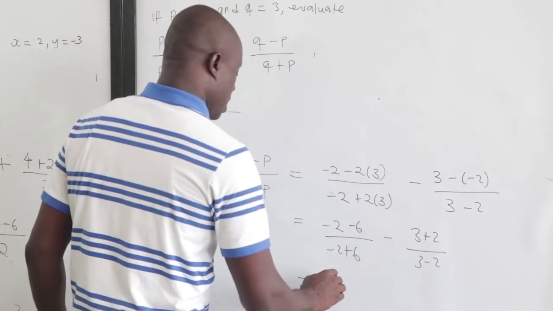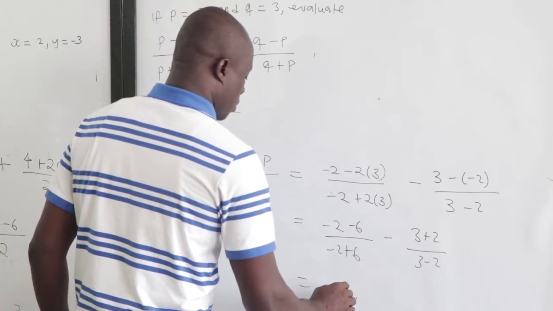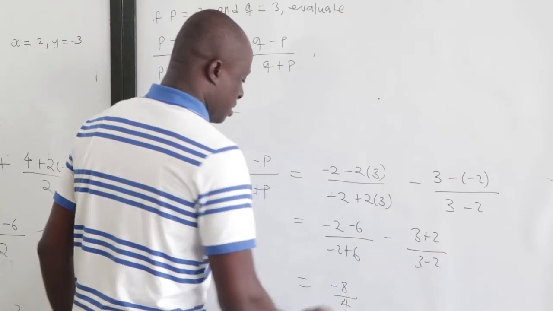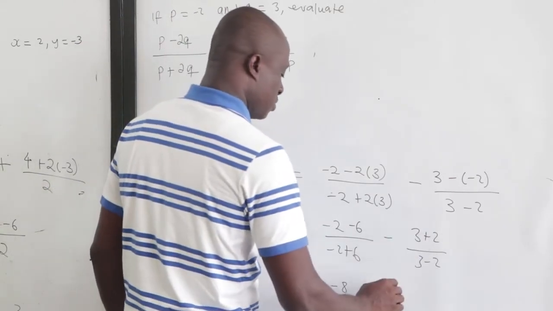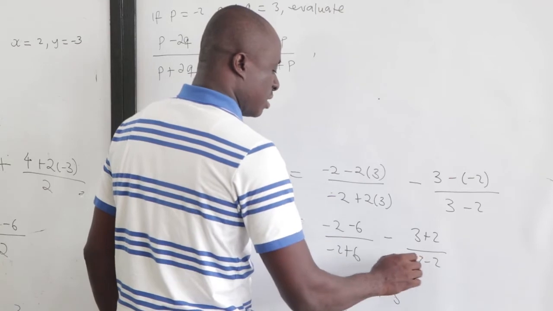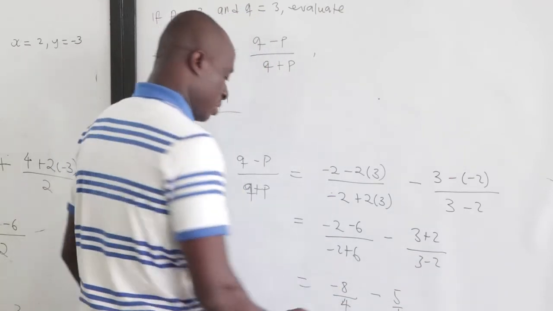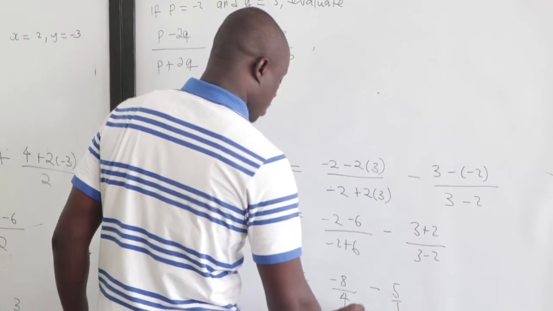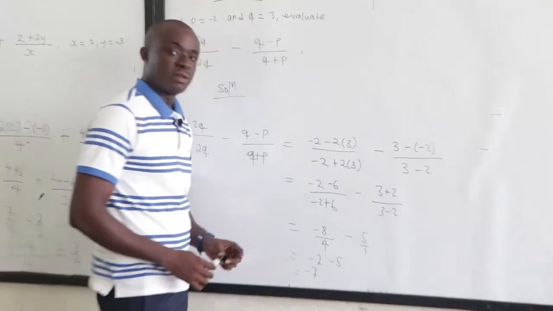Now the numerator here will give us negative 8. And then negative 2 plus 4, plus 6, that is 4. Minus 3 plus 2, 5. And then 3 minus 2, that is 1. Now negative 8 over 4, this is giving us negative 2 minus 5. And this is just negative 7.